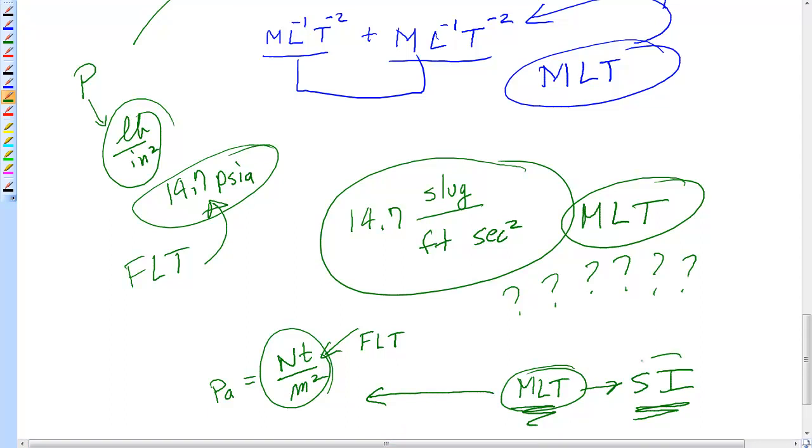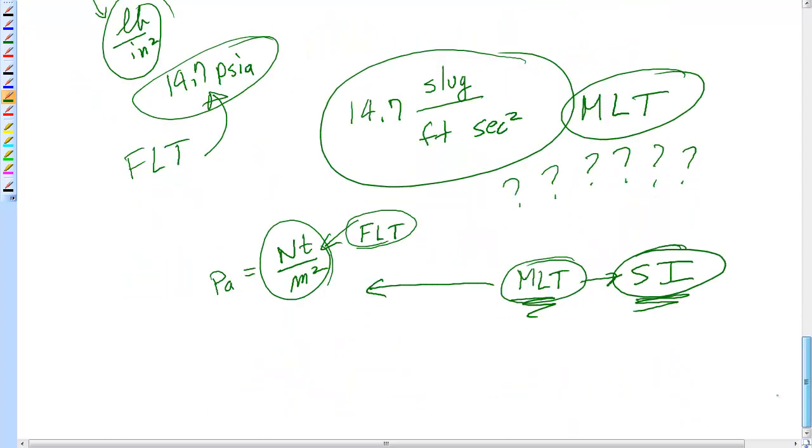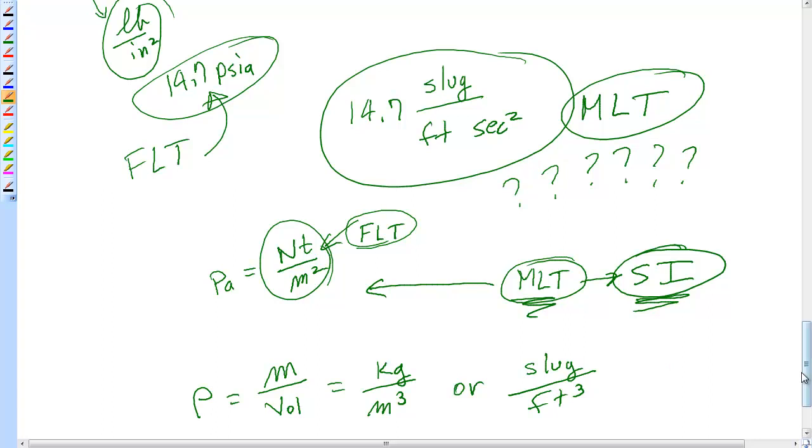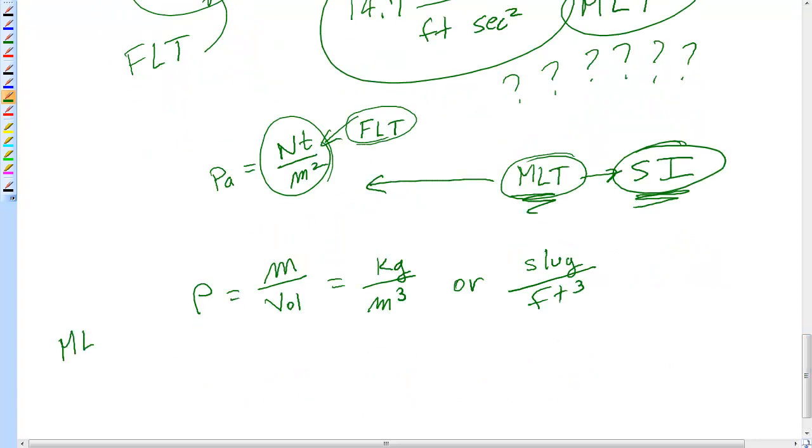This is an MLT system in that that's how it was generated, the system itself, but the FLT representation can change based upon what you're trying to do. Density, for example. Density is usually a mass per unit volume. Well, that's kilograms per meter to the third, or it's slugs per foot to the third. Is there another way to represent it? Well, yeah, this is the MLT representation of density. What's the FLT representation of density? Well, you have to go through it, but it's mass per unit volume, which is a length to the minus 3, so you've got to convert.